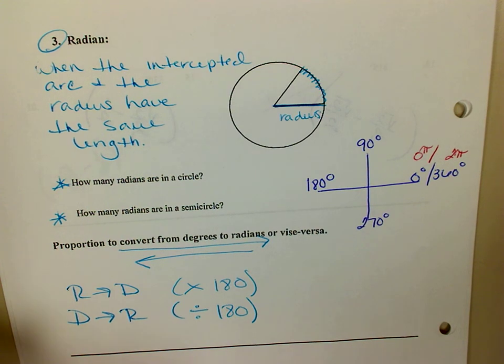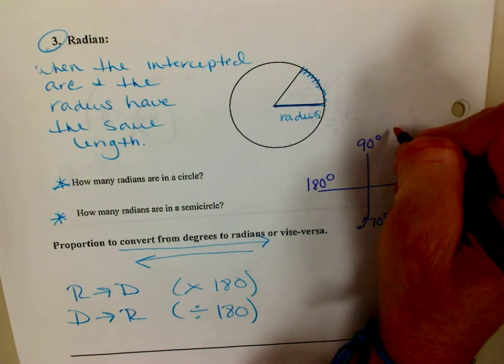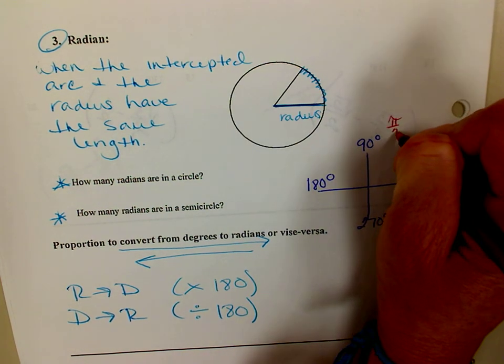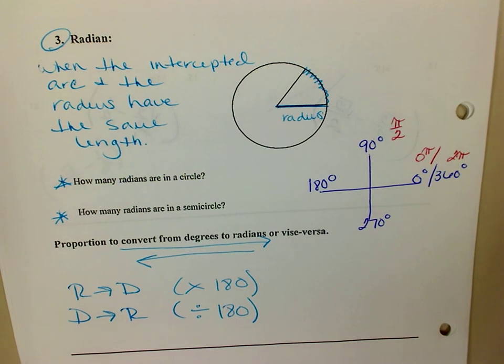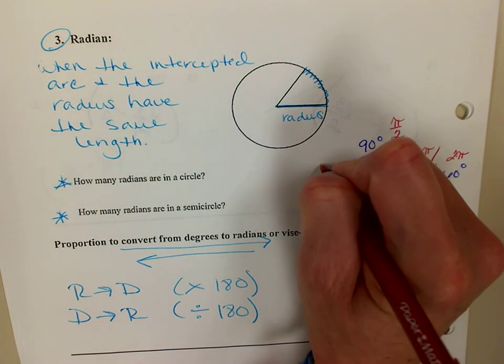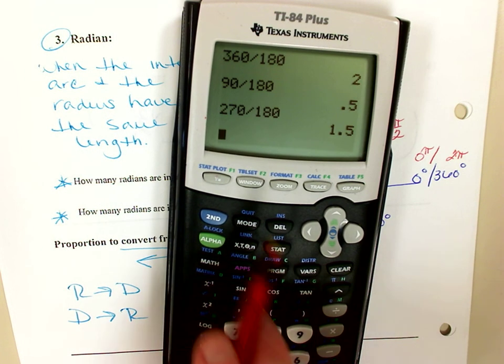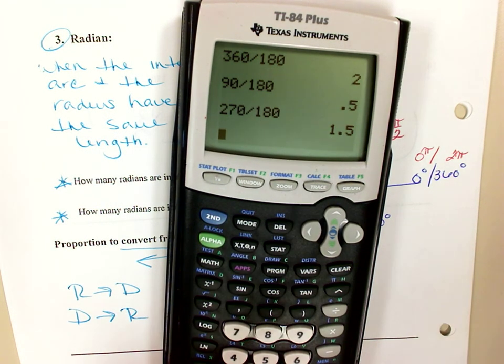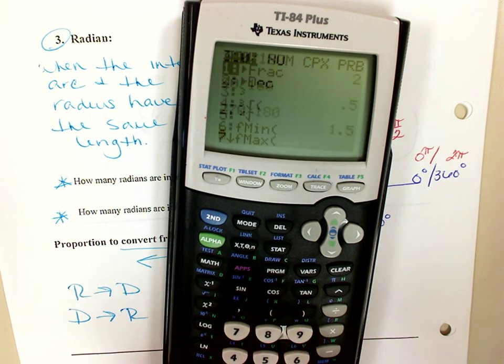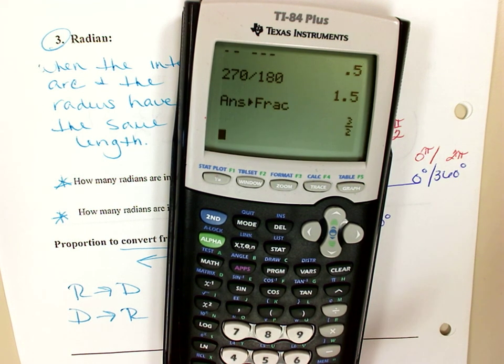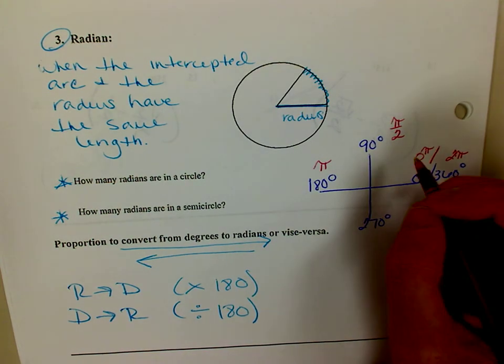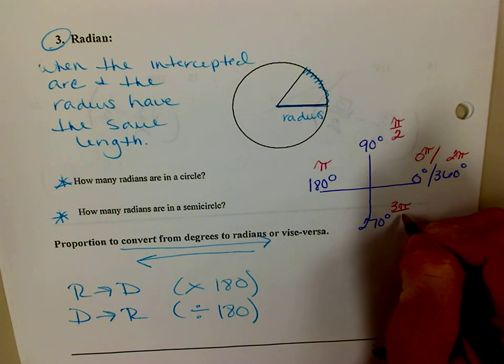Let's do 90 divided by 180. We get 0.5 or 1/2. So that's pi over 2. 180 divided by 180 is 1, so that's 1 pi. And then 270 divided by 180 is 1.5. I want that as a fraction, so I'm going to change that to a fraction by doing math, enter, enter. That's 3/2. So 3 pi over 2.